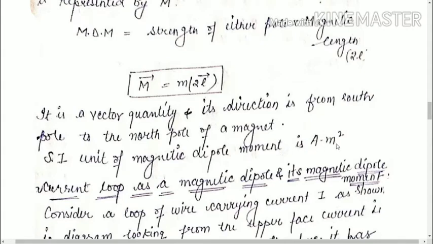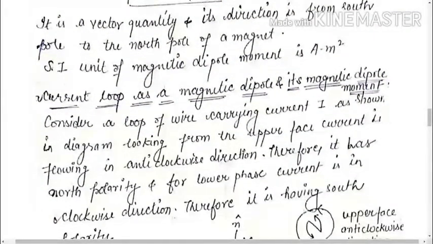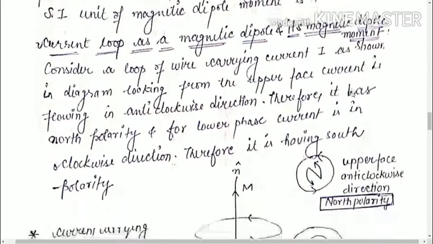And the SI unit of magnetic dipole moment is ampere meter square. Now the next article is current loop as a magnetic dipole and its magnetic dipole moment. We have to consider a wire carrying current I as shown in the diagram, and looking at the upper face, current is flowing in the anti-clockwise direction. So it has north polarity, and for the lower face it is in the clockwise direction. It has a south polarity, which you already did in the previous classes, in the 10th class, when you read the magnetism chapter.